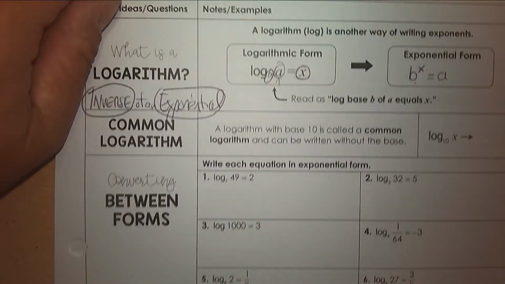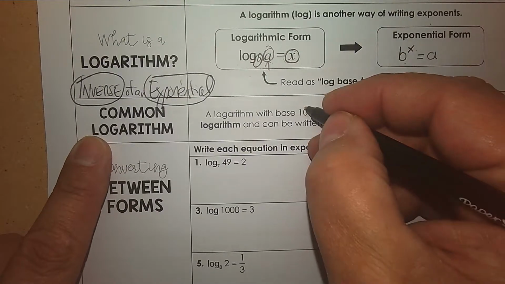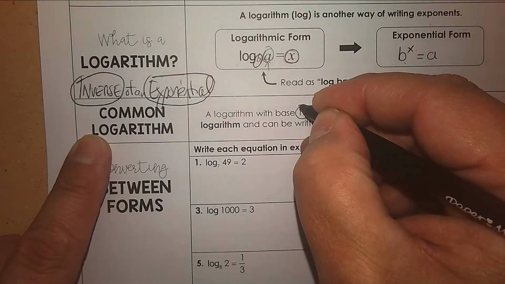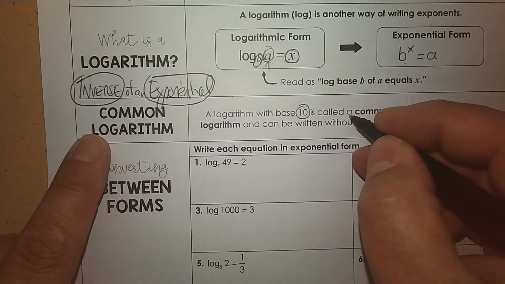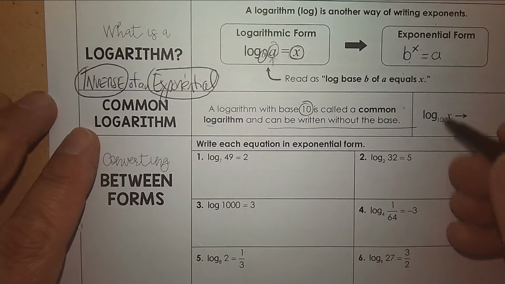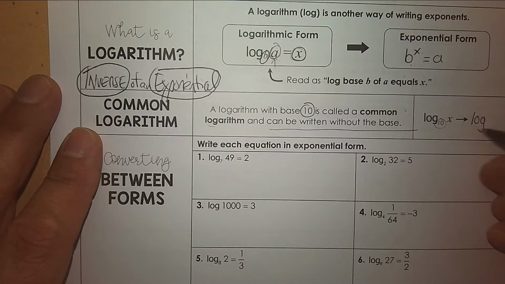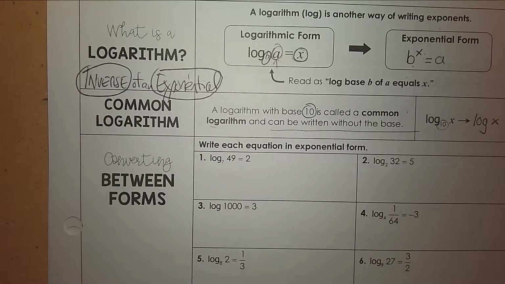All right. There are different types of logarithms. One type of logarithm is called a common logarithm. So a logarithm that has a base of what? You listening? 10 is called a common logarithm and can be written without any base. So if you see a logarithm written with a base of 10, that can actually just be written as log x. And we don't have to say log x base 10. So when there's no base that you see, there's still a base, and that base is 10.